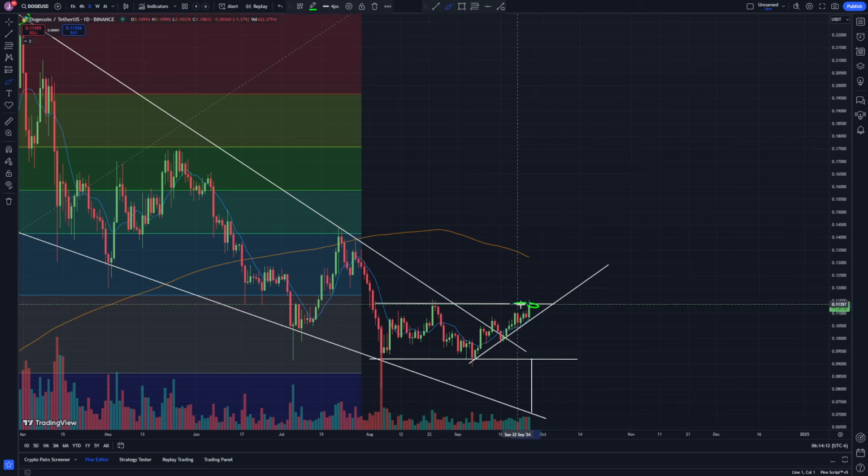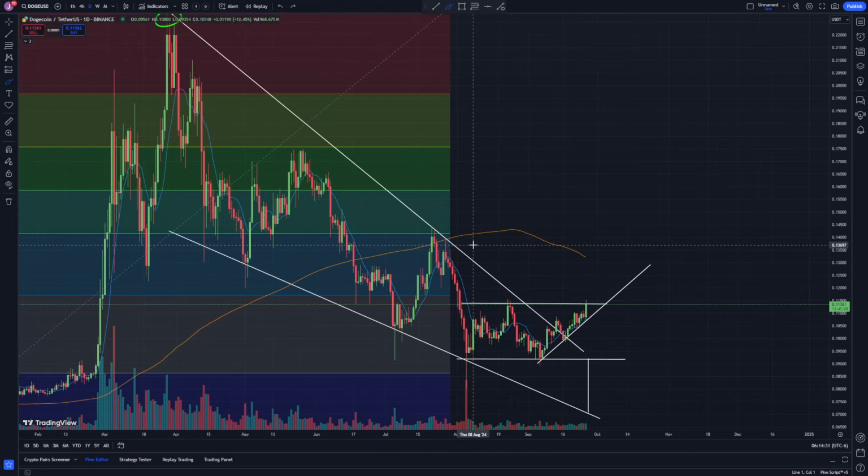If we could break this line sitting at around 114, maybe 115, something like that, I think, yeah, let's say 115, because that's like the top right here. Then maybe we can go to the next previous resistance, which is sitting at around 141 approximately, that Fibonacci retracement level that I'd been talking about in my videos.